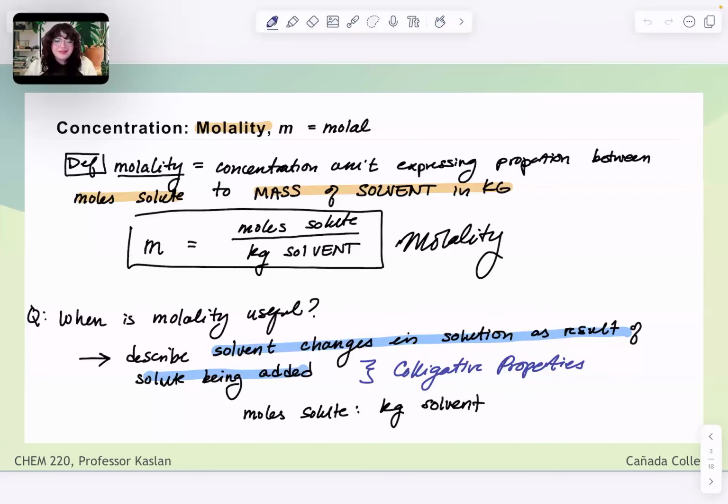All right, welcome back to our conversation about different ways of expressing concentration. In our last video, we introduced the more foreign unit of molality, which is a proportion of moles of solute to kilograms of solvent. This unit is something we are going to be using when we are talking about colligative properties. You've already seen this unit in our freezing point depression part of our colligative properties lab. So again, this unit of concentration is especially useful when we're trying to look at how the solvent is affected by the addition of solute. So this is the idea behind molality.